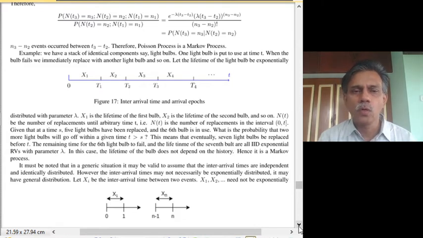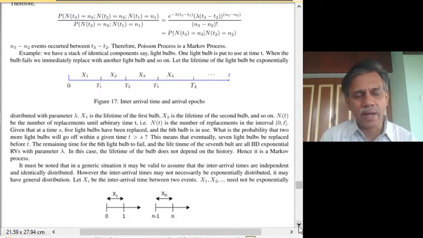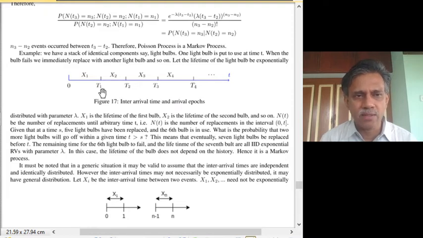Okay, so events will occur one after another at random time points. To begin with, at time 0, the first bulb is put into use. Let capital T1 be the time at which it fails. So the lifetime of the first bulb is X1.